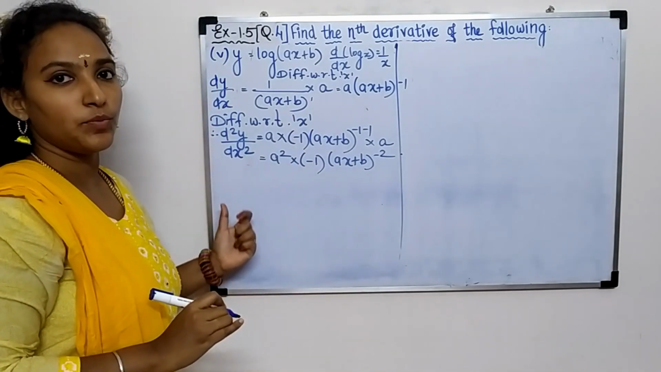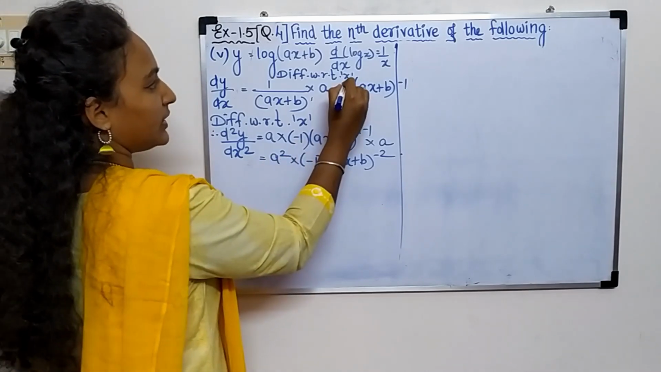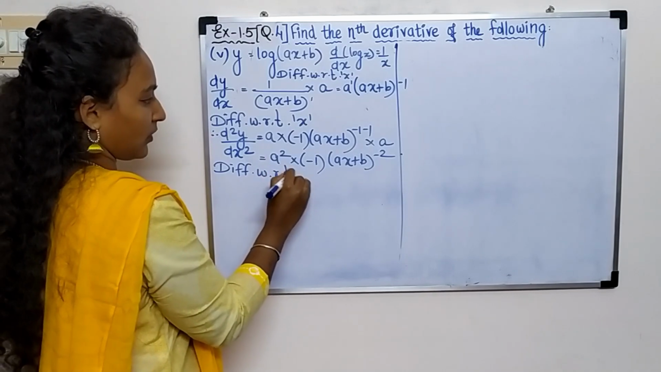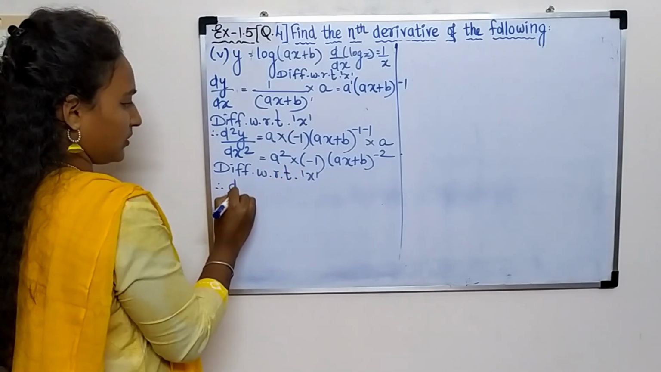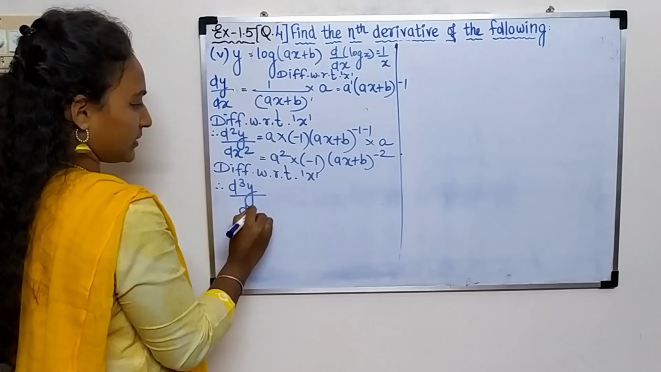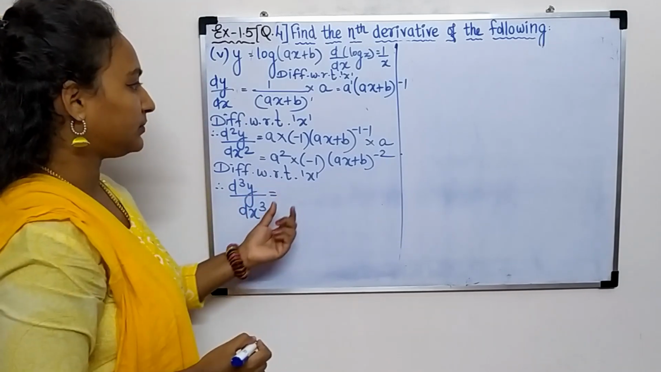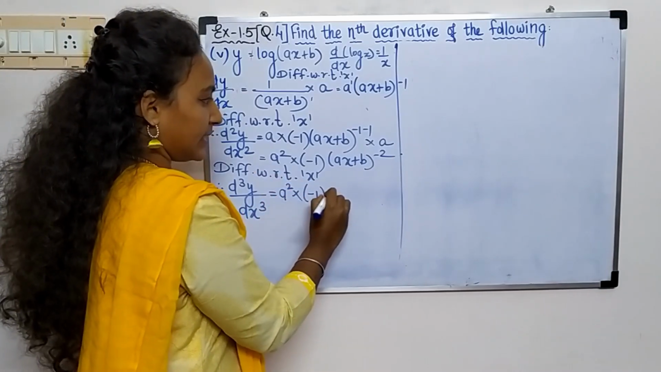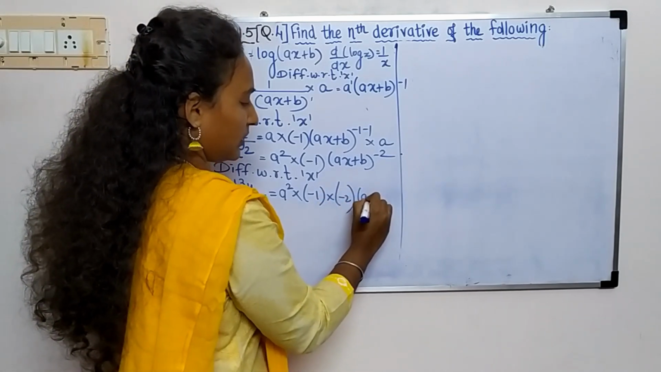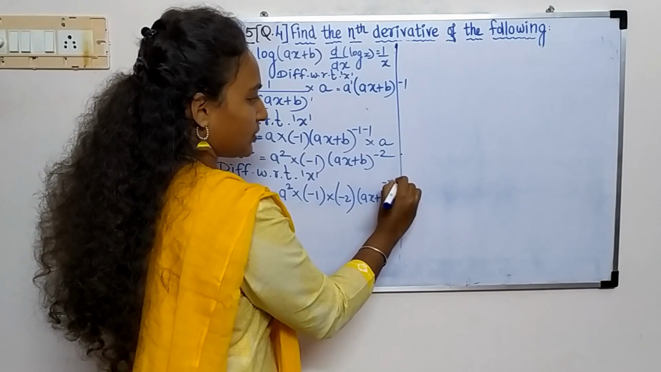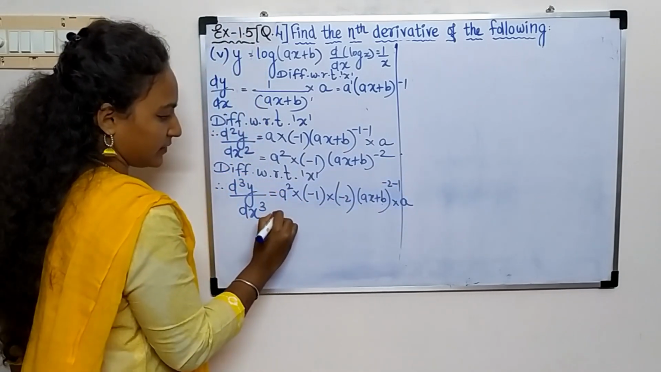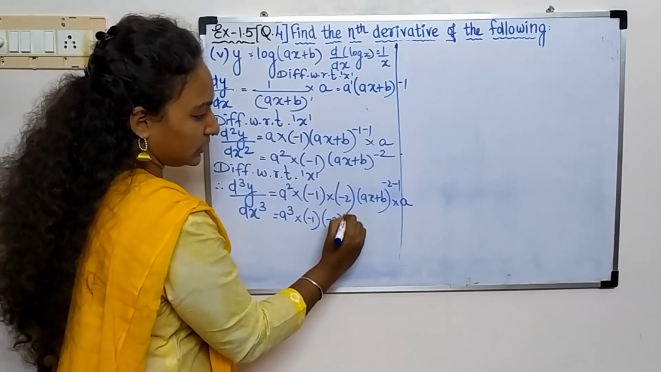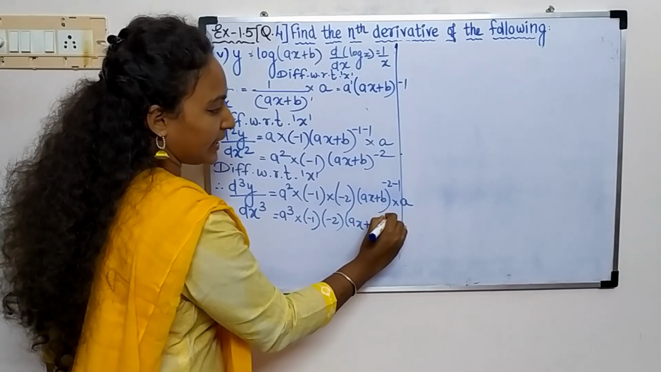Now calculate d cube y upon dx cube. So here the power will be 1. Therefore, d cube y upon dx cube is equal to a square as it is, minus 1 as it is. Here we will get minus 2 into ax plus b raised to minus 2 minus 1 into a, which is equal to a cube into minus 1 into minus 2 ax plus b raised to minus 3.